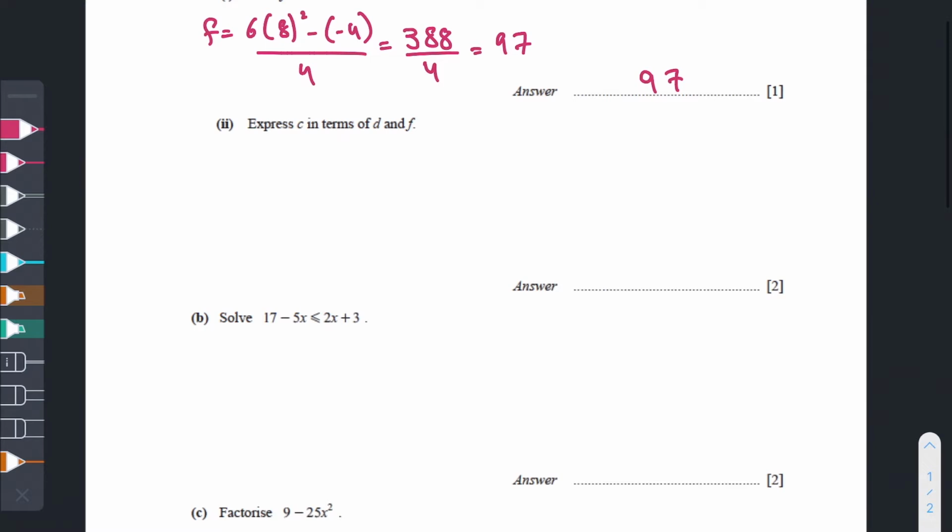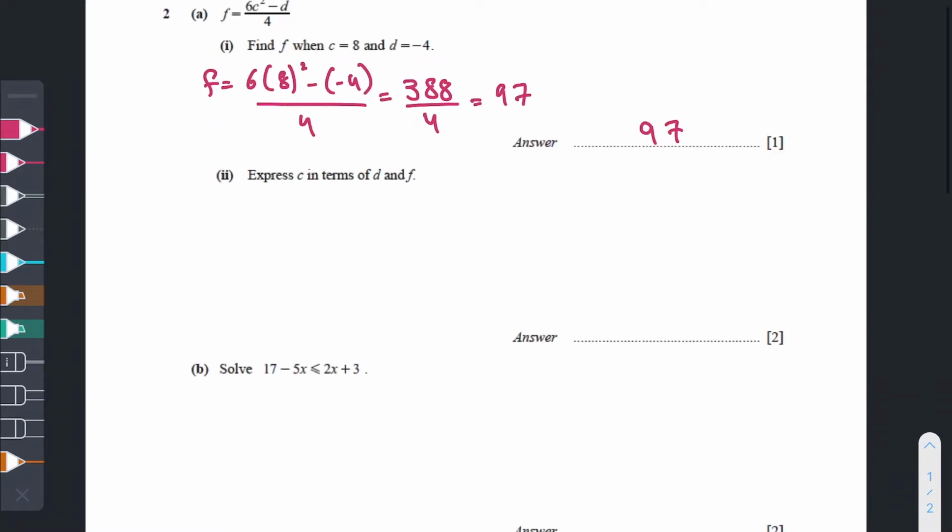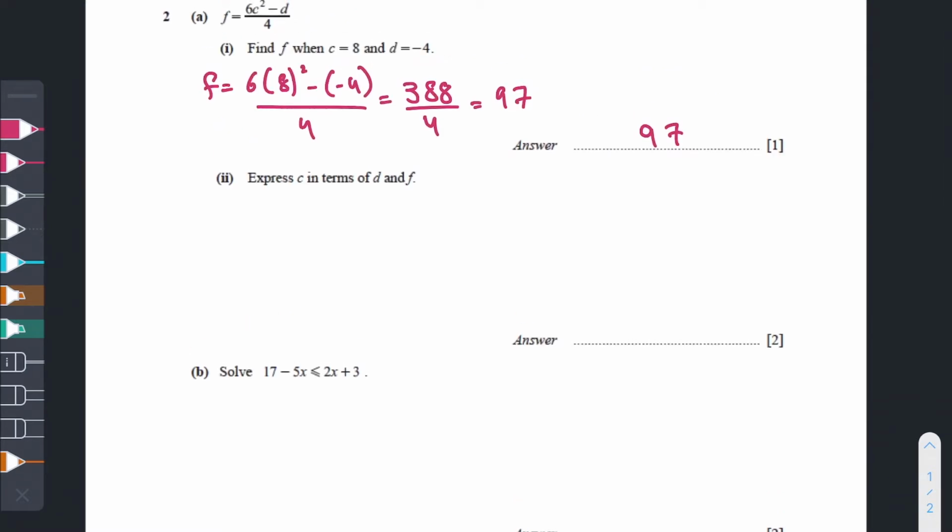The next part says express c in terms of d and f. What you have to do is make c the subject. So first, you write down the formula as it is, f equals 6c squared minus d over 4. Cross multiplying, 4 times f gives you 4f. The d comes to the left, giving you plus d, is equal to 6c squared. The next thing you do is isolate the c squared. This becomes 4f plus d over 6.